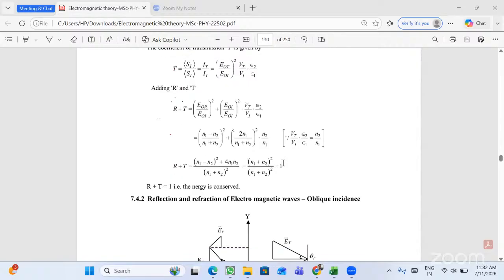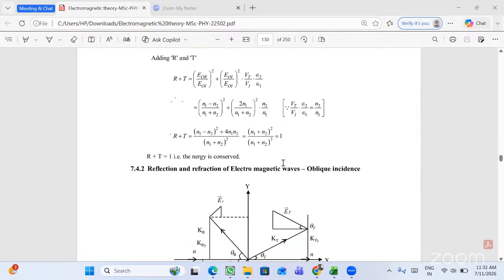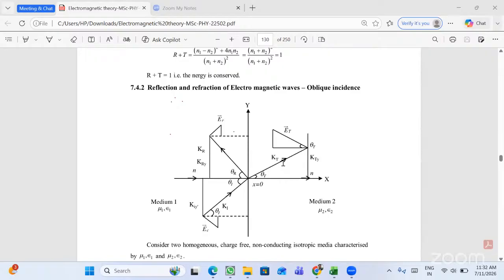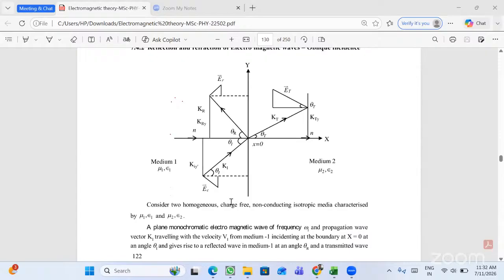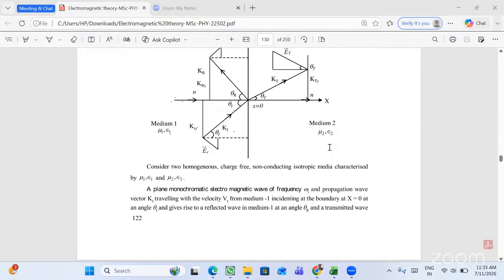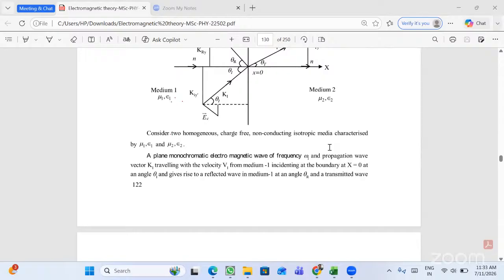Now we'll go for the reflection and refraction of electromagnetic waves for oblique incidence. Oblique incidence is nothing but incidence other than 90 degrees. For oblique incidence also, we will write the equations for an incident wave, a reflected wave, as well as a transmitted wave. This is medium 1, mu1 epsilon 1, and medium 2, mu2 epsilon 2, and all these equations we are going to write here.